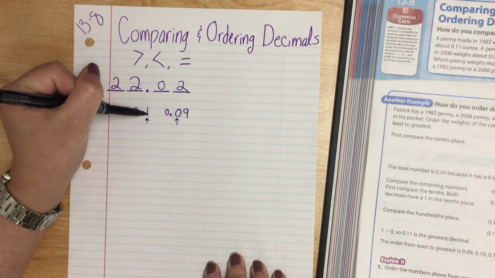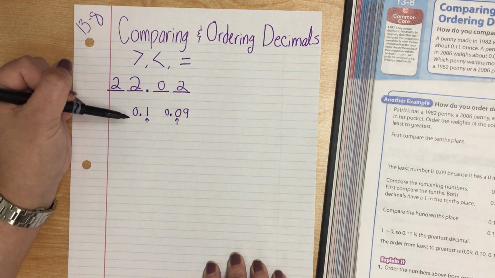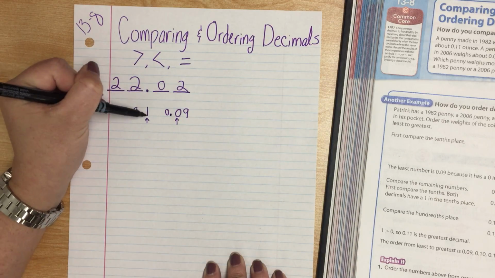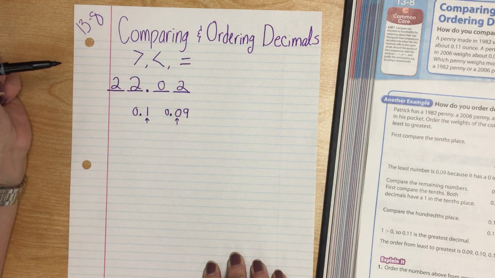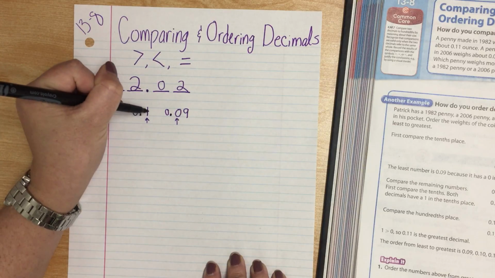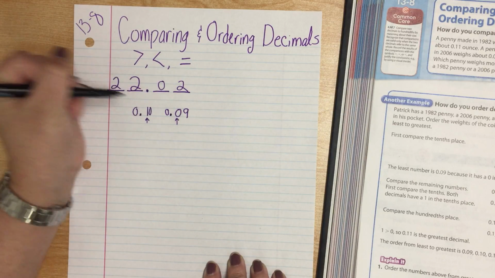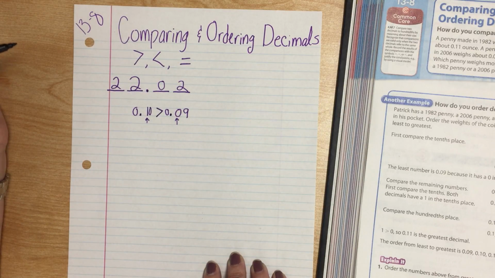I'm looking past a decimal. The first decimal place is larger than the second one. This is my 10th. This is my 100th. So technically, this is not a 1. This is a 10. 10 is bigger than 9.